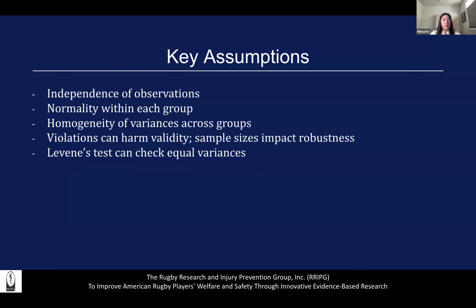So, like most statistical tests, ANOVA makes a few assumptions. One of the assumptions is that your observations should be independent, and the data in each group should be normally distributed, and the variance across groups should be about the same. That's called homogeneity of variances. We can check the third one by using something called Levene's test. And if these assumptions are way off, then we might need to adjust something or just use a different test altogether.